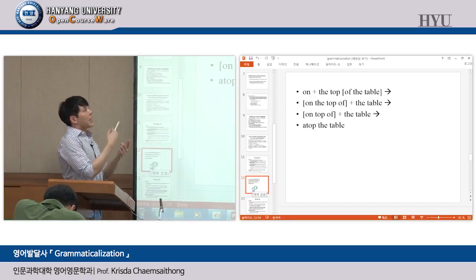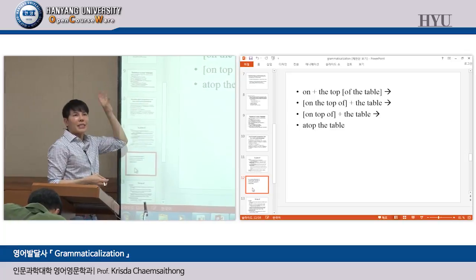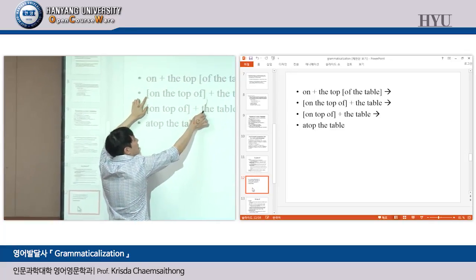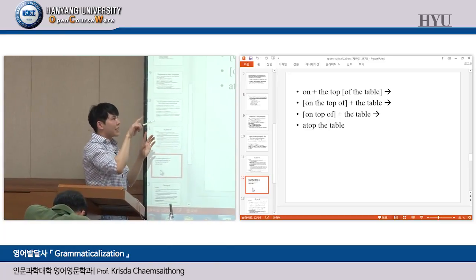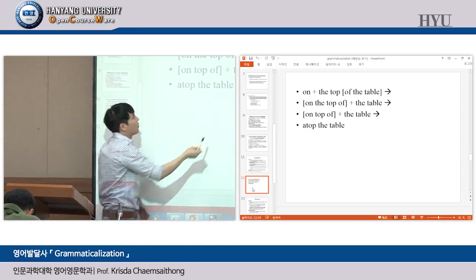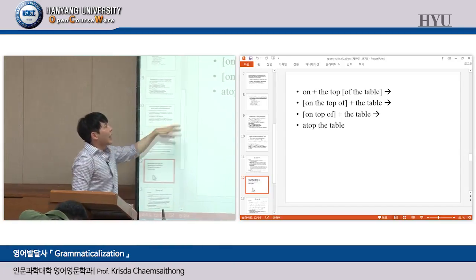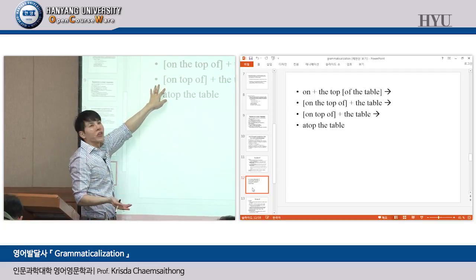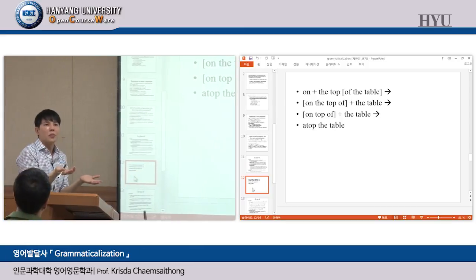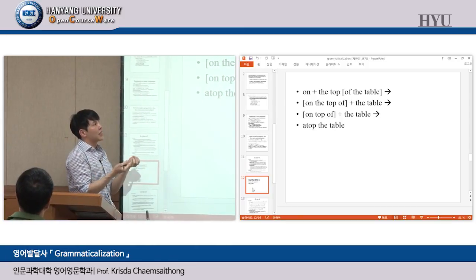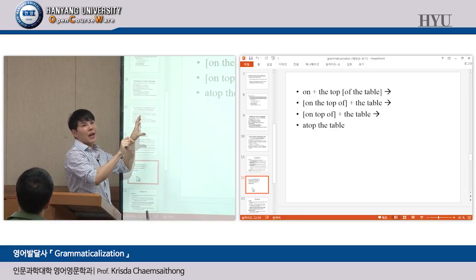Now, then there's reanalysis. Rather than looking at the word top as a head noun, we speakers reanalyze it as one chunk, on the top of plus table. So now in the second one, the table becomes the head noun, right? And then when it underwent further grammaticalization, the is removed because it's no longer important. It's no longer seen as a head noun. Top is no longer a head noun that needs the to specify it anymore.